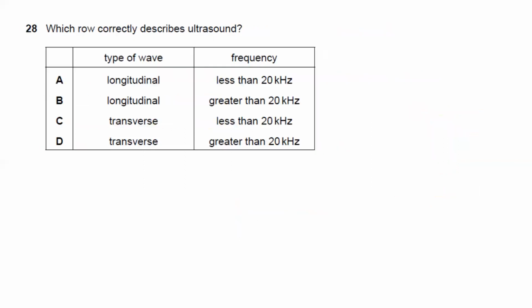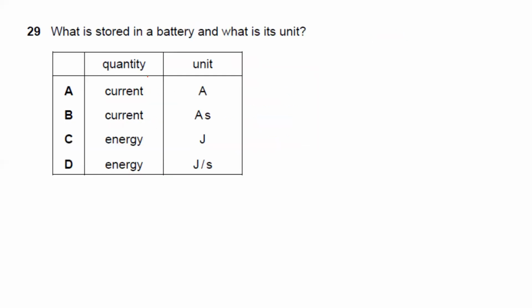Next question, question number 28. Which row correctly describes ultrasound? Sound waves are longitudinal waves. Sound waves are not electromagnetic waves. And remember, the human ear can hear between 20 hertz and 20 kilohertz. This is the human audible sound, and ultrasound means above 20 kilohertz, so greater than 20 kilohertz. So answer B is the right answer. Next question, question number 29. What is stored in a battery, and what is the unit? So a battery basically stores energy, and the unit of energy is joules. So the best answer is C.